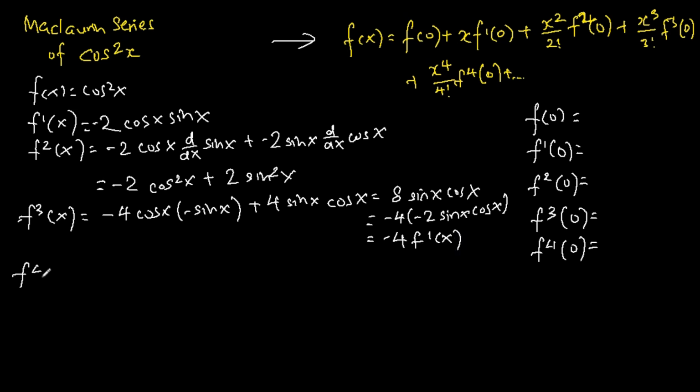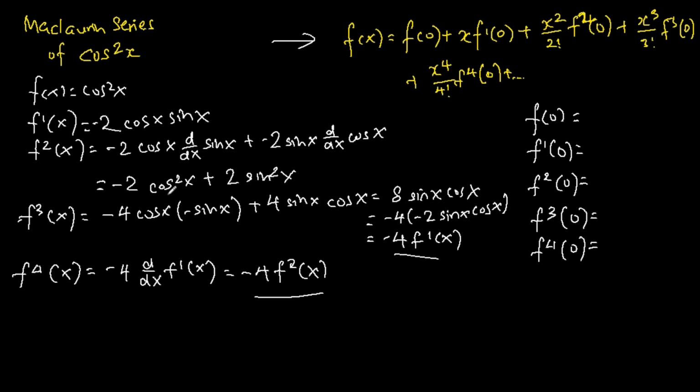Last but not least, we find f4 of x. So that means the function differentiated 4 times. That is equivalent to negative 4 differentiated with respect to x of f1 of x. So this is pretty straightforward. It's negative 4 times the function differentiated twice. Okay, so we have all this solution. We can actually go ahead to evaluate at x equals 0.